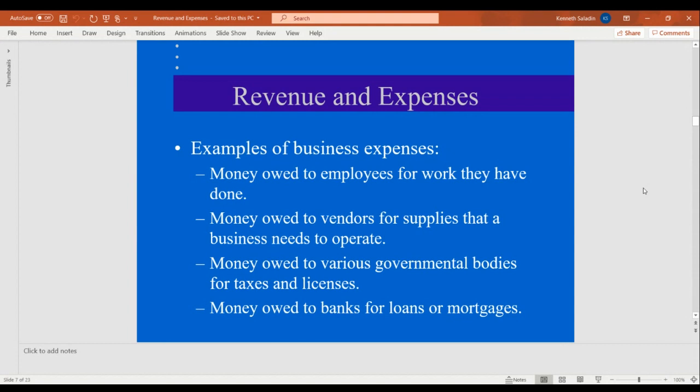Another expense would be money that we owe to different governmental bodies for taxes and licenses. So just like we have to pay income taxes, businesses have to pay taxes as well. And then, of course, any money that a business owes to a bank for loans or mortgages would be other examples of business expenses.